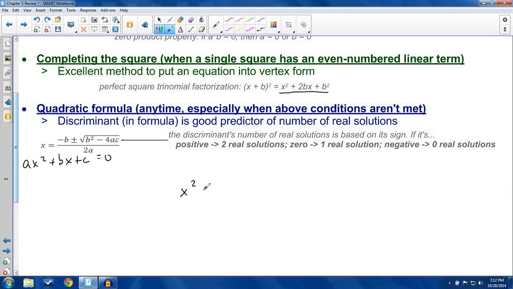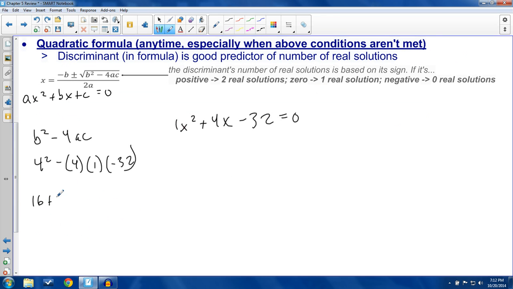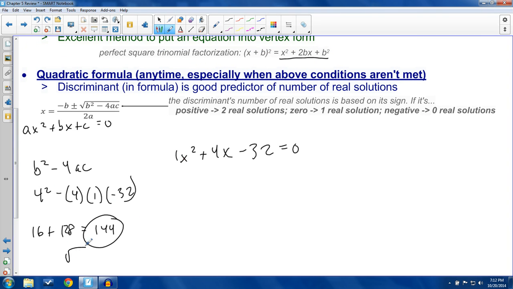Let's do that example here really quickly, just by taking the discriminant. If I do b squared minus 4ac, and your a value is 1, your b value is 4, and your c is negative 32, I will do 4 squared minus 4 times a times c. That's 16 plus 128, which is 144. Now 144 is a positive number, and the square root of 144, by the way, is 12. So when you plug this information in, you're going to add 12 in one iteration, and you're going to subtract 12 in the other. So that'll give you two different solutions.